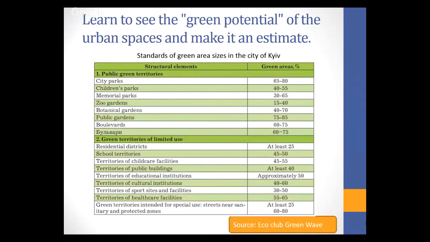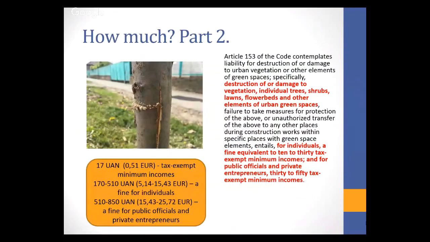This is an example of Kyiv Eco Club Greenway. They collect data about the quality of green areas in the city and what kind they should be. And we may compare it with the real situation and use it for our case study, for example. The reason I'm excited about ecosystem services is that considering the cost of the usual and everyday things, we can change the attitude towards them forever.